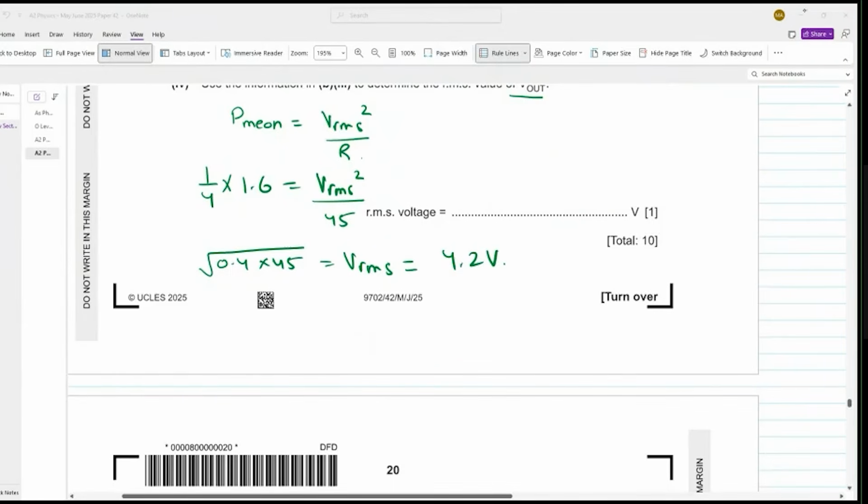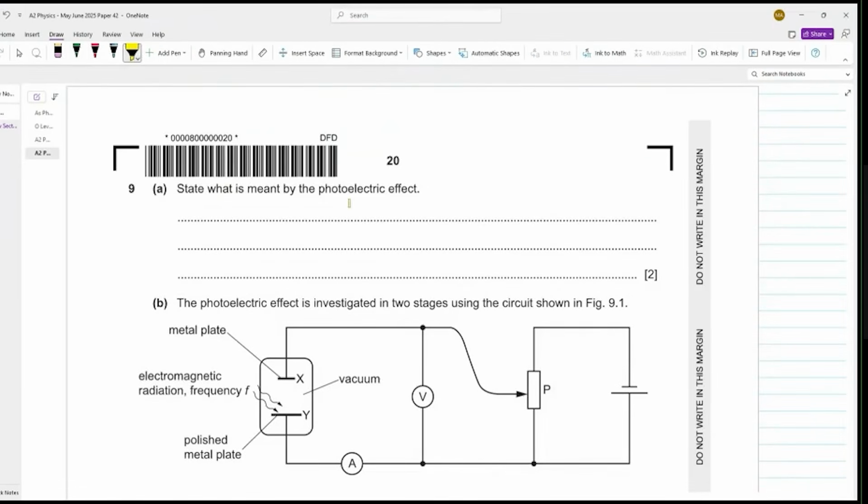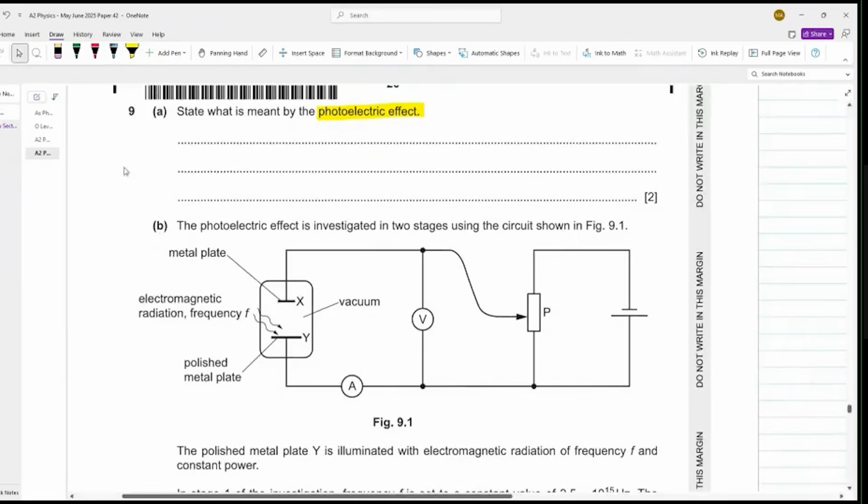Let's further move ahead. Now, what is meant by photoelectric effect? Would you like to tell what photoelectric effect means? Yes, anyone in the chat. What does photoelectric effect mean?